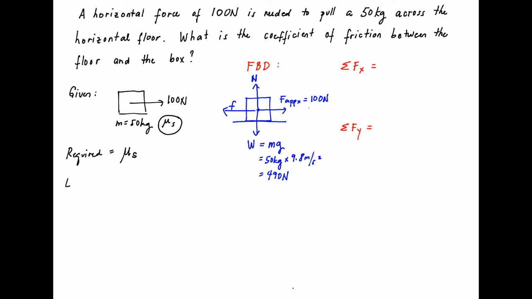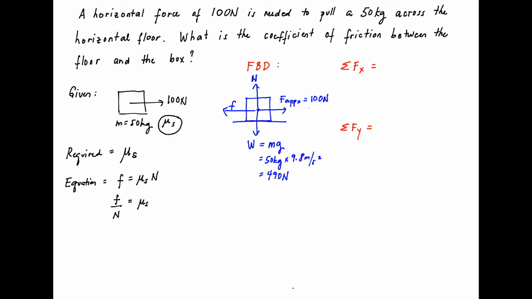Now, what is now our equation? In order for us to get the coefficient of static friction, remember that the frictional force equals the mu static multiplied to the normal force. And to get the mu static, that is simply the force over N.